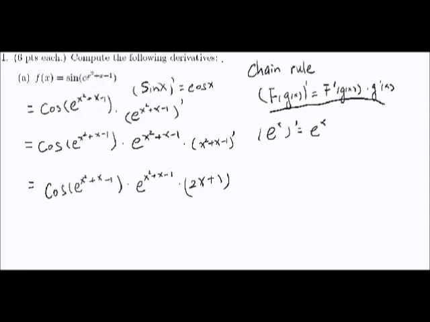The inside function is e to the x squared plus x minus 1. So also, we ignore whatever is inside the exponential function. Just do the exponential itself, and then copy it down, and then finally it becomes this. So if you use these steps, the chain rule will be a very easy question for you.